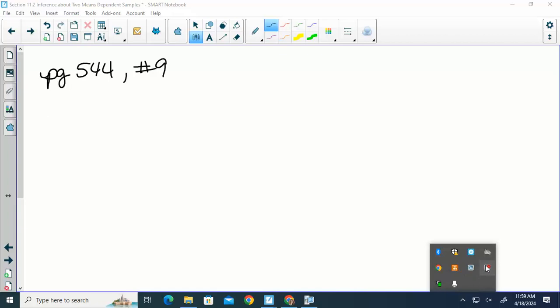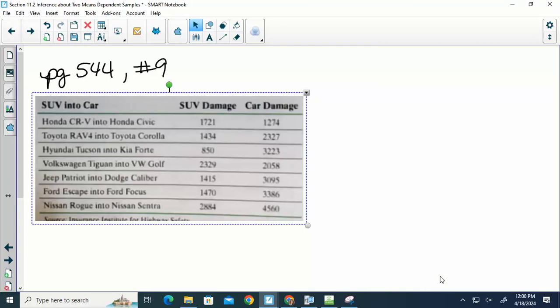Okay, hold on. All right, so the little background behind this: we're trying to see if SUVs are safer than cars. So this is data from an example. We have an SUV and a car in an accident and the dollar amount of damage for each of them. Now, first of all, what we were doing only works if what's true about our data? They have to be independent.